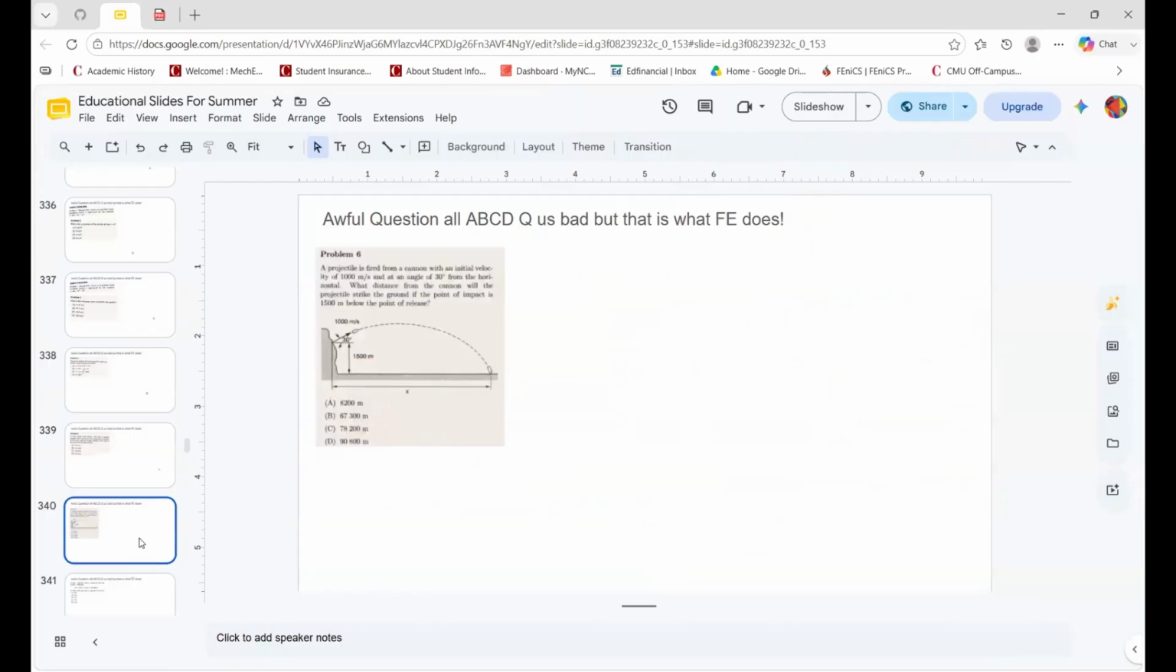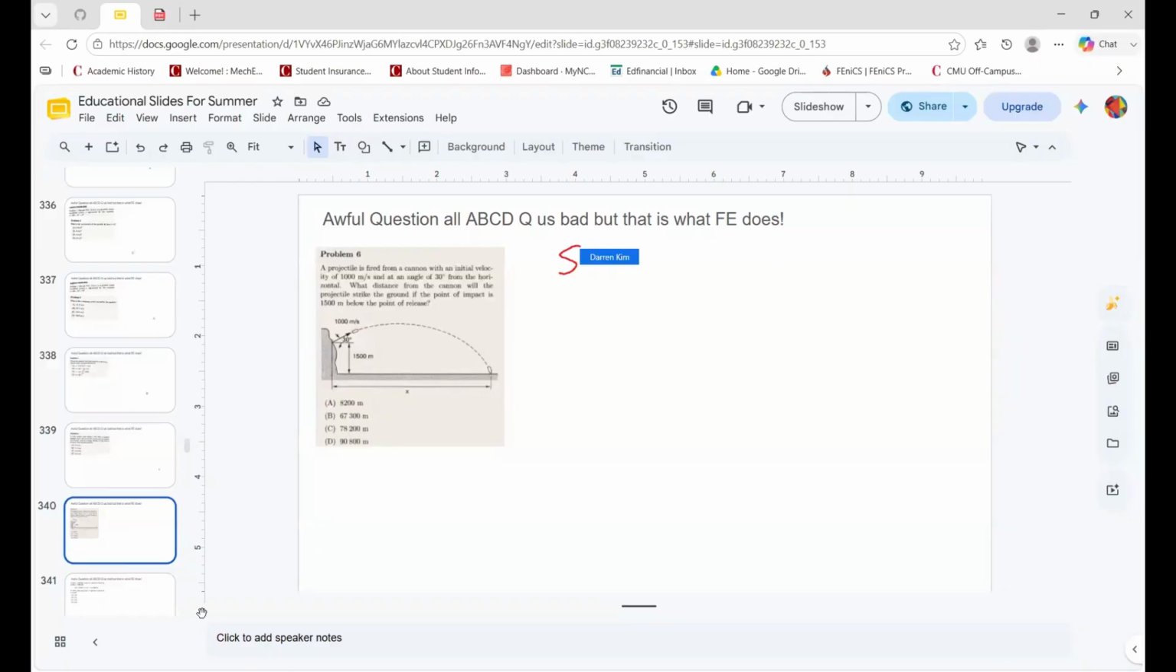Anyway, a projectile is fired from a cannon, all right, with an initial velocity of 1,000 meters per second and at an angle of 30 degrees from the horizontal. What is the distance from the cannon where the projectile will strike the ground if the point of impact is 1,500 meters below the point of release? Okay, this is just a regular question. So you're figuring out x. The craziest part is just finding the right equation.